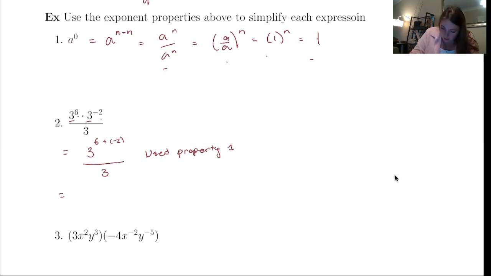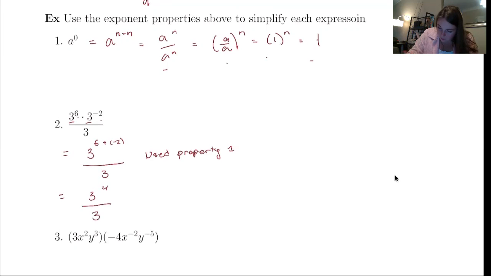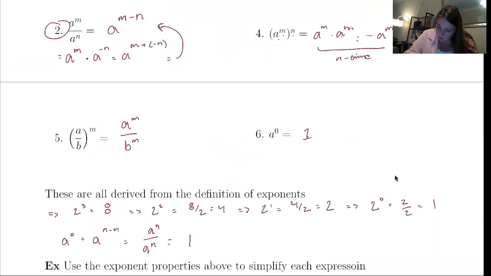All right, and then I'm going to simplify that exponent. So 6 minus 2 is 4, divided by 3. All right, and then go over here. Now, this 3 has a 1 kind of hidden as its exponent. So now what property should I use? What property should we use?